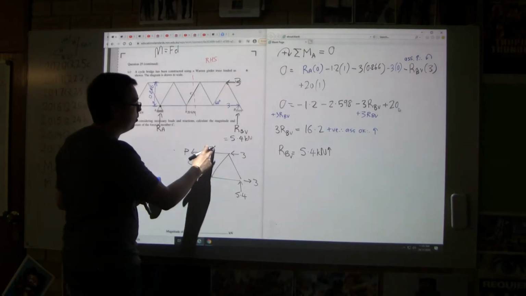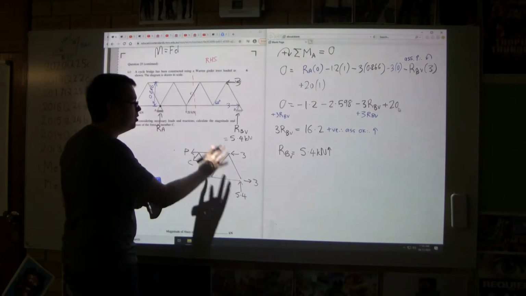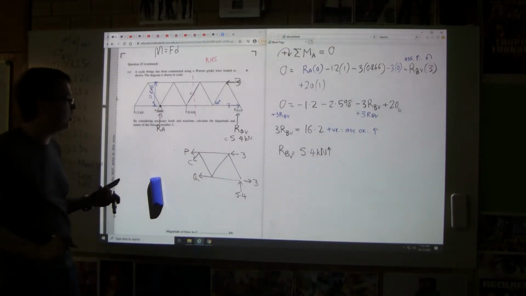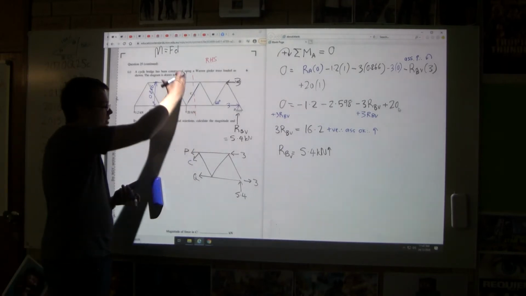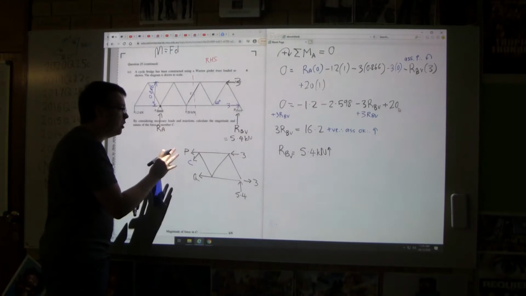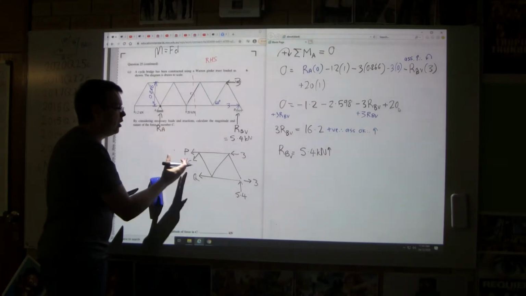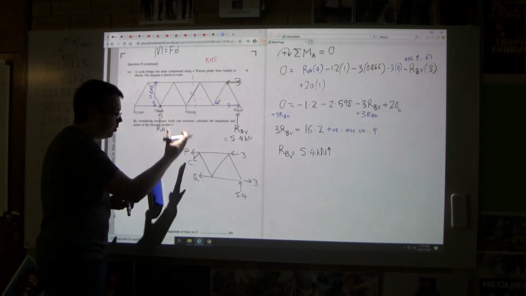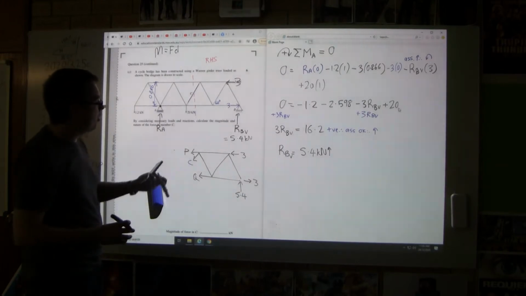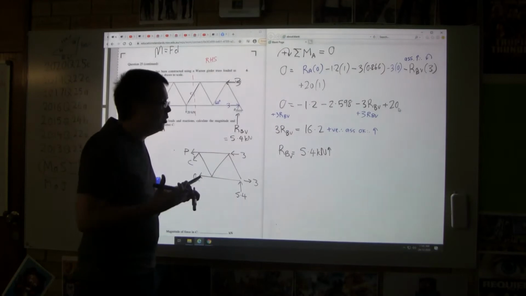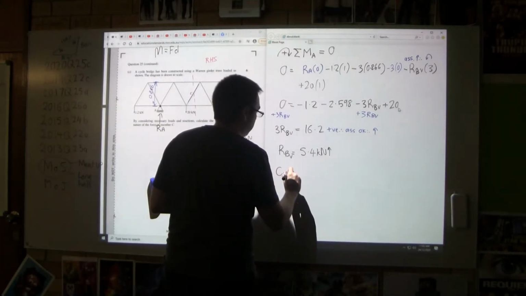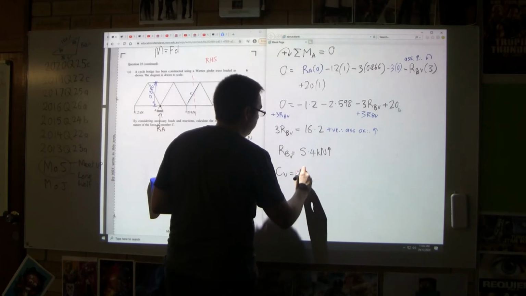If I've got 5.4 up, somewhere there has to be 5.4 down. Now some students say, well, what about in here? Well, those are closed internal members. We haven't cut through those, they're not external members, and we haven't cut through that section. They don't appear in our section plane, whereas these ones do. And so the only one who can deal with this 5.4 is C. If C doesn't apply 5.4 down, the whole thing's not going to hold together. So we've got 5.4 up and we need 5.4 down. So the vertical component of C is going to have to equal 5.4.